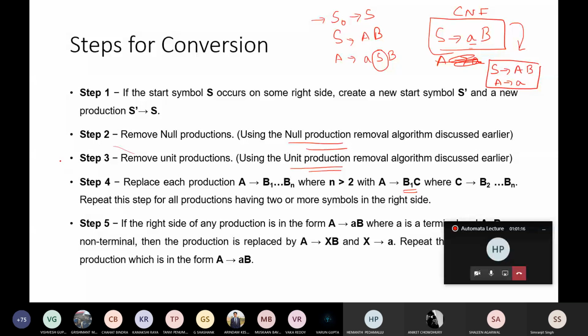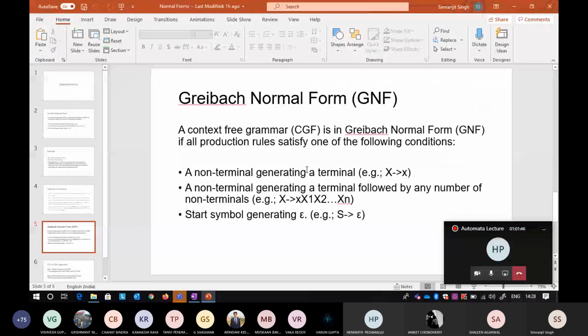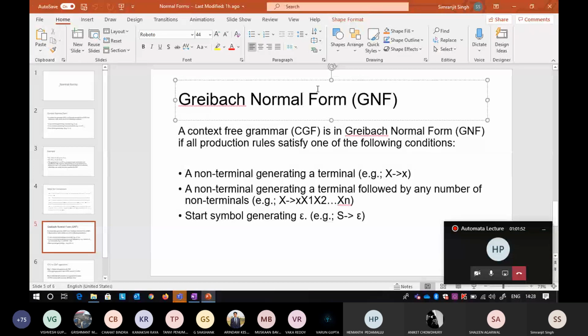But before coming to this fourth step, the first three steps will take a lot of time. You have to keep in mind how to eliminate the unit production and how to eliminate the null production. First eliminate null production, then eliminate unit production. Now the third, fourth, and fifth steps deal with only the substitution part. That is very easy. If you reach the fourth step, it is very easy. I will discuss the example in the next lecture as well, along with Greibach normal form.